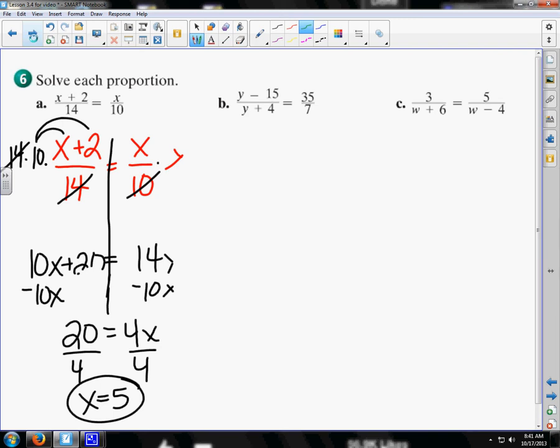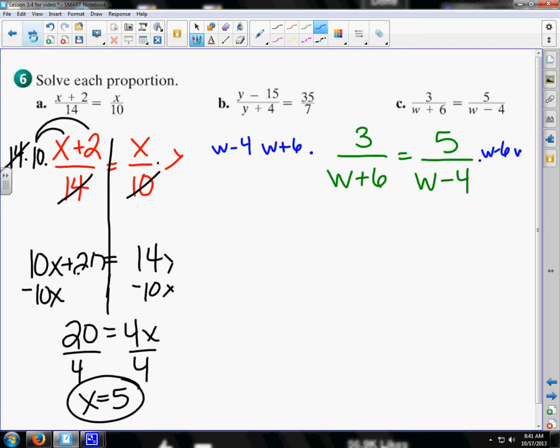Okay, so I have 3 over w plus 6 equals 5 over w minus 4. So I'm going to multiply both sides by both denominators. Okay, the w minus 4's cancel out and the w plus 6's cancel out. So then I get 3w minus 12 equals 5w plus 30. That's a plus right there.